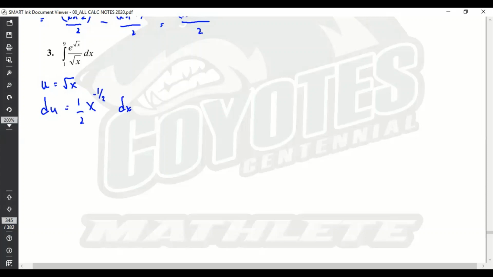We should probably isolate part of that because we have dx over root x back here in our original equation. So let's call this 2 du, multiplying both sides by 2. And let's call this 2 du is equal to 1 over root x dx. And now we can do our substitution. This is e to the u. This is over root x times dx is now being replaced with 2 du. So e to the u times 2 du.